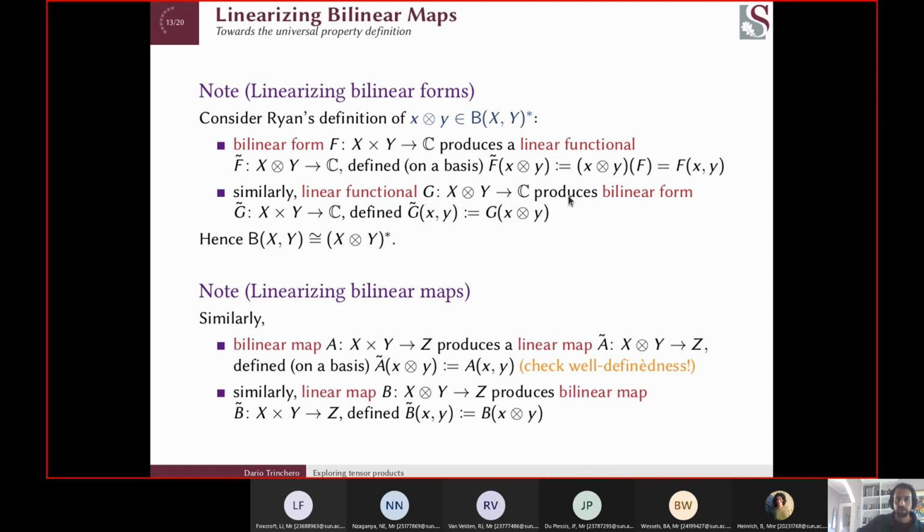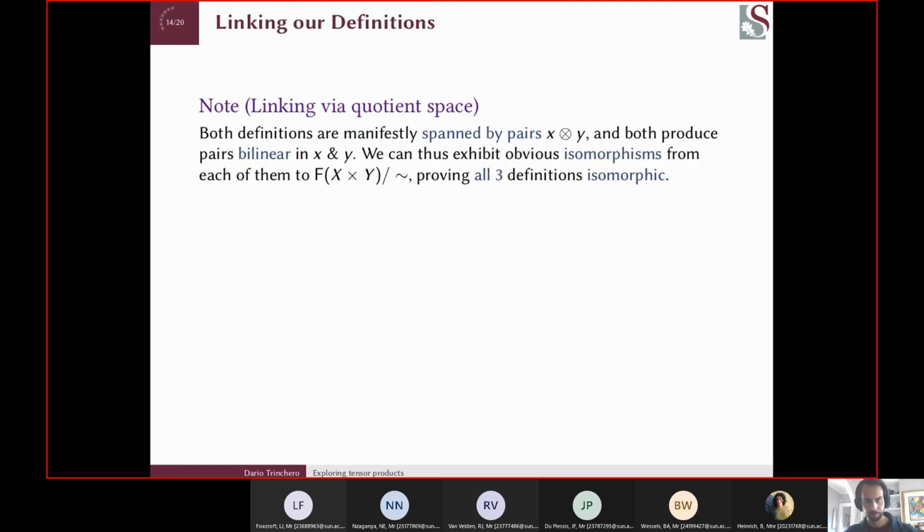Okay, so I'm going to pause here for just a second, because this is the very important point that bilinear maps and linear maps are in bijection. Bilinear maps on the Cartesian product and linear maps on the tensor products. So now we can link our definitions together. We can first of all link them, and I haven't actually gone through this argument in the slides, but we can link them by noticing that they're both isomorphic to the quotient space definition individually.